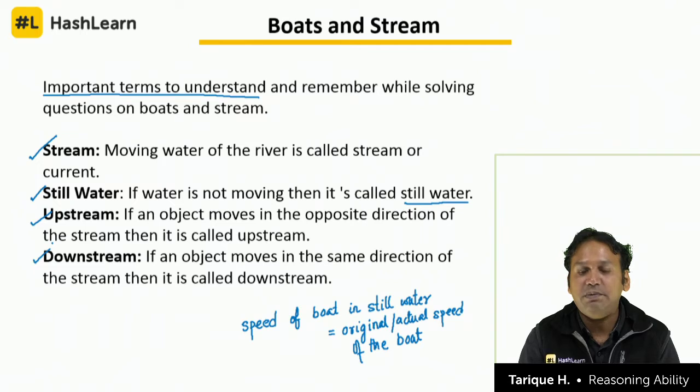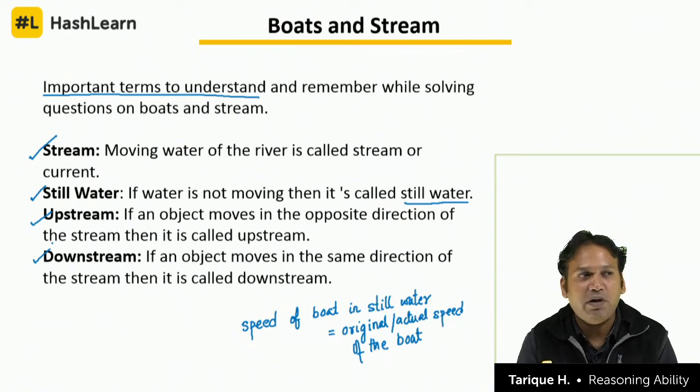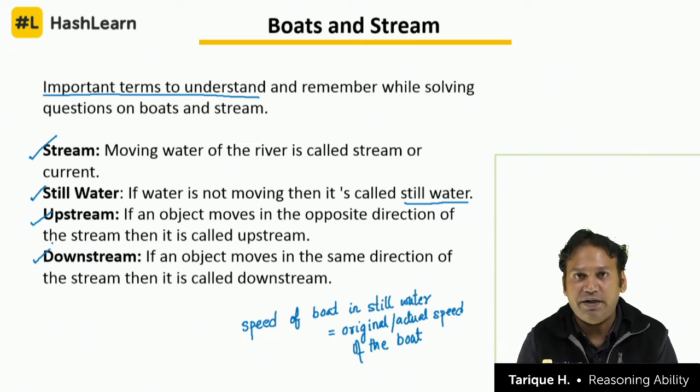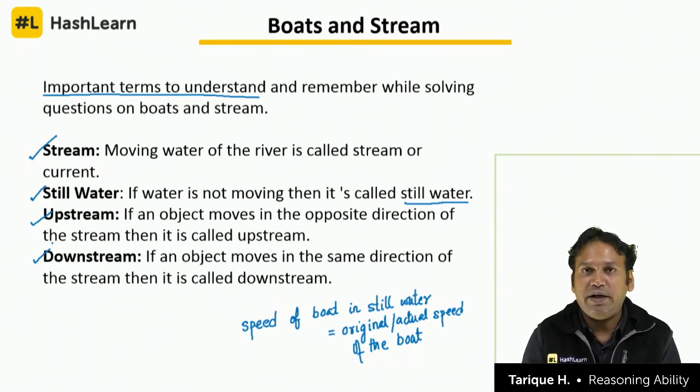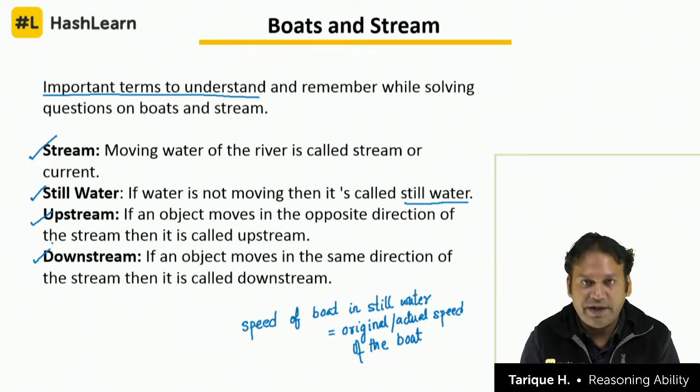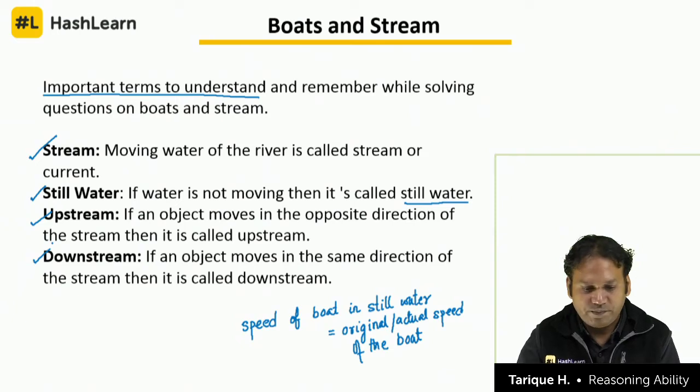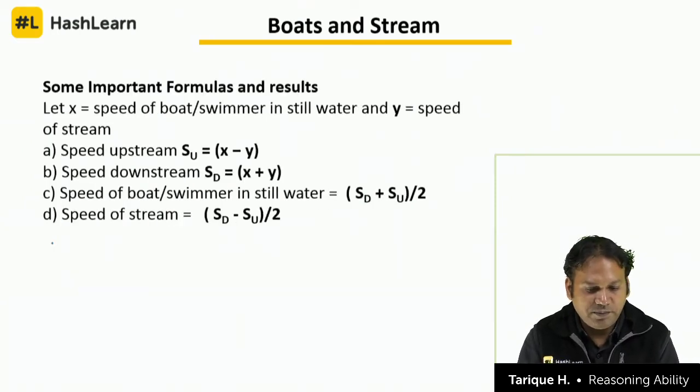Okay, so four concepts. First important terms, one is stream, moving water of the river is called stream or current. Still water means water is not moving. Example, it could be a pond or a lake, water is not moving. So if something is moving in still water, that is the actual speed of that object, it is unaided. It is not getting assisted or it is not getting reduced by the impact of the stream. Okay, unaided, actual, original speed of the object or boat. Upstream, when something is moving against the flow of the river, and downstream when something is going along with the flow of the river. Some important formulas that we should know.